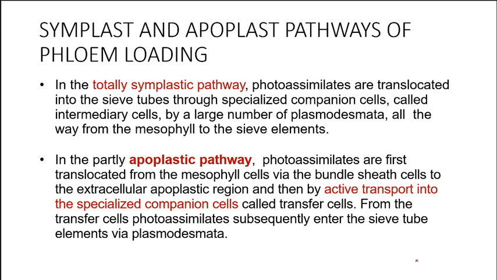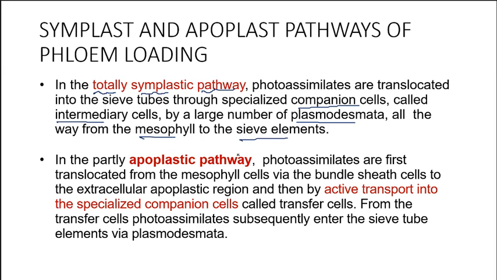Now look at this picture. The first pathway we discussed was totally symplastic pathway. Okay, in symplastic pathway what we saw that the sugar is translocated through specialized companion cells known as intermediary cells which has large number of plasmodesmata. They enter all the way from mesophyll to the sieve element. Okay, they do not enter any apoplastic pathway. They enter all the way from mesophyll to sieve element.